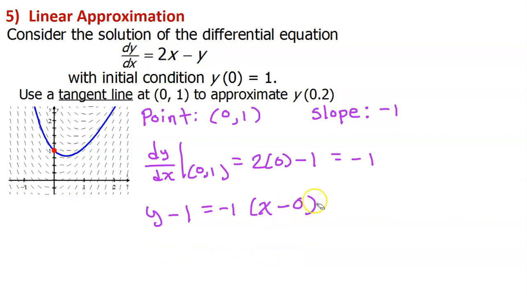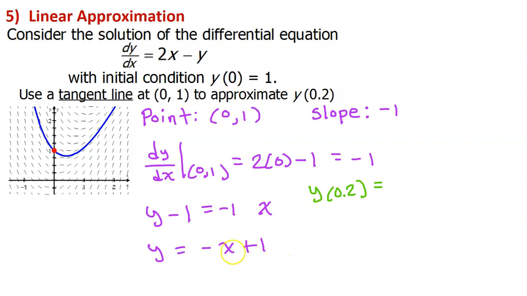We don't need the minus 0, so I'm just going to erase that. So we really just have this. In order to use this to approximate y at 0.2, it'll be easiest if we get y by itself. So let's add 1 to both sides. We get y is equal to -x plus 1.